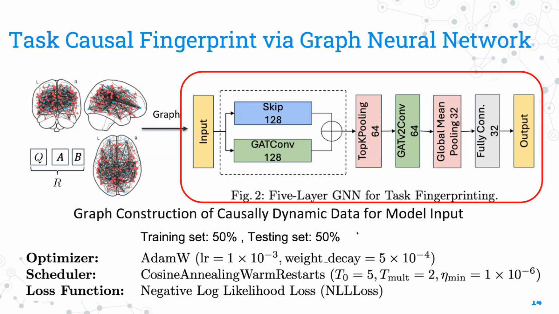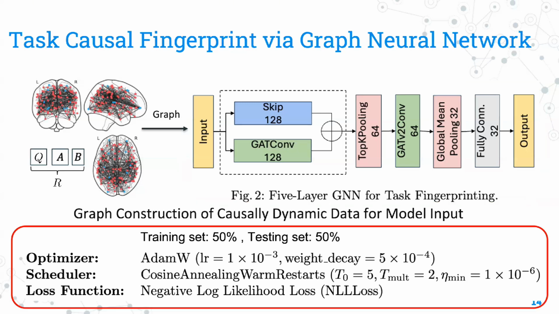Our GNN model is built with a 5-layer structure, as shown in the figure. To train the model, we mix the processed data from both the LR and the RL scan, and then randomly split the data using 50% for training and 50% for testing. Additionally, during training, we set the following main parameters. The combination of our data processing, model structure, and training strategy ensures effective task causal fingerprinting, allowing us to capture distinct task-specific patterns in brain activity.